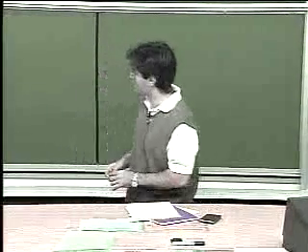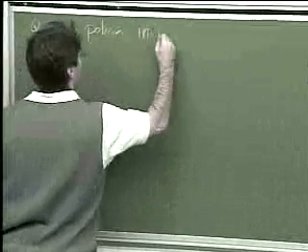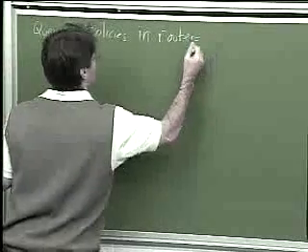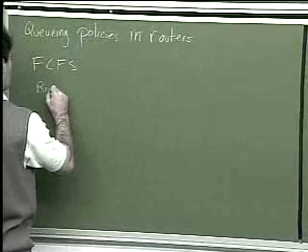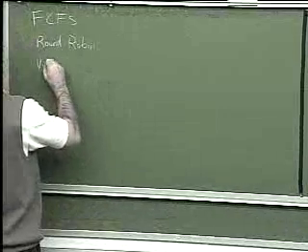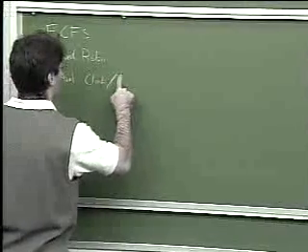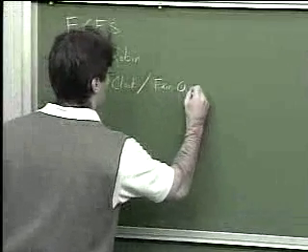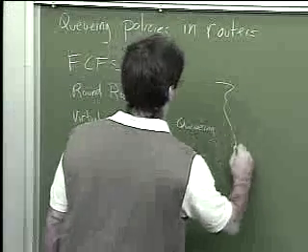So let's see. We were discussing queuing policies in routers. And last time we went through a bunch. There's first come, first serve, round robin, virtual clock, fair queuing, and then for these there are weighted variations.